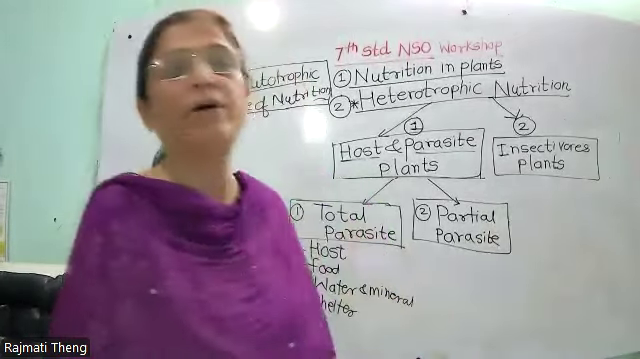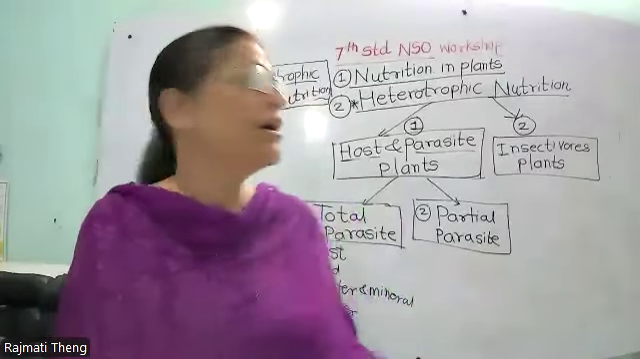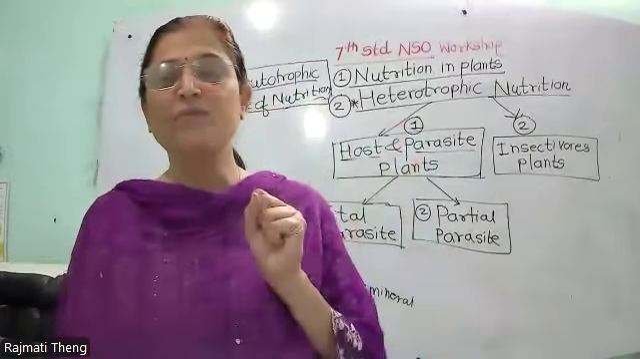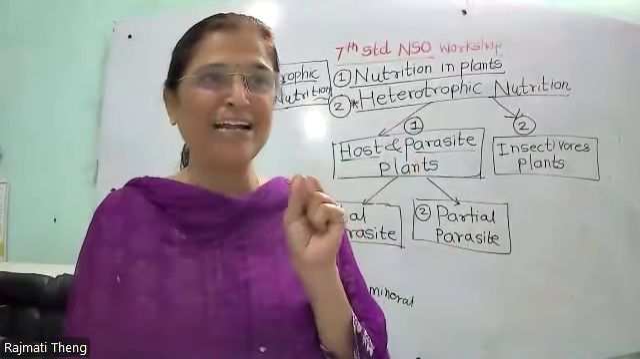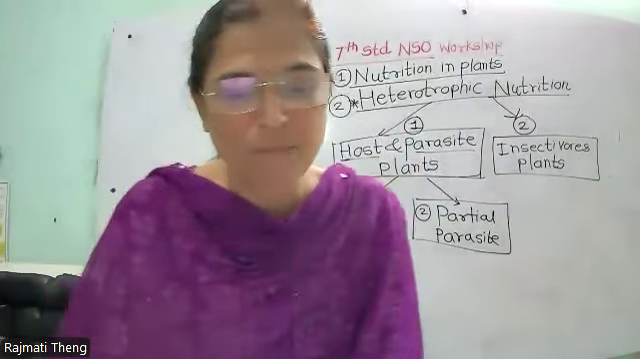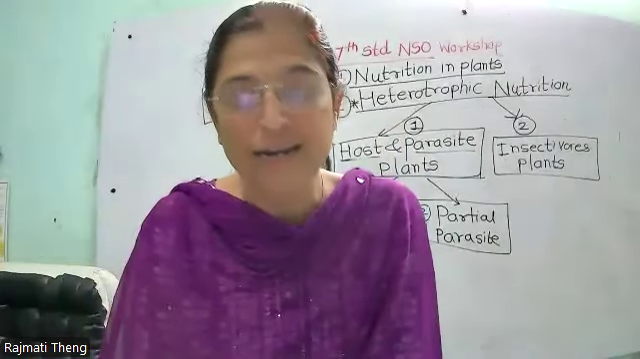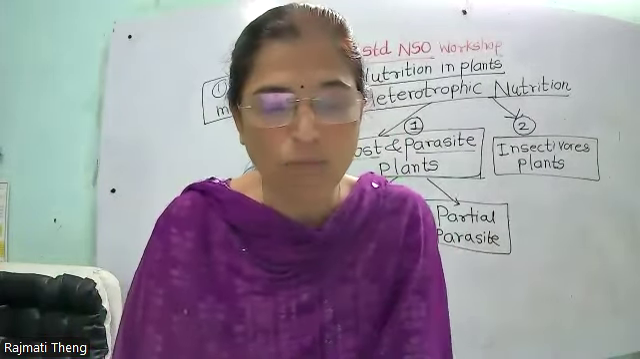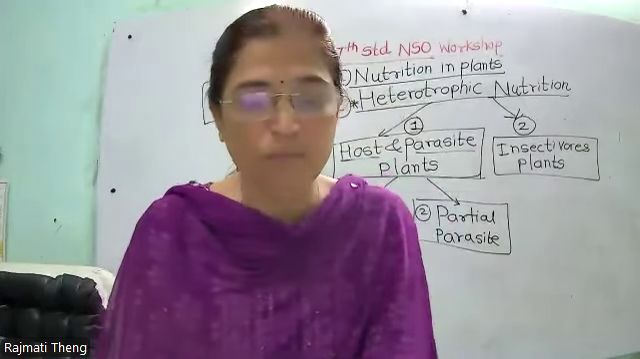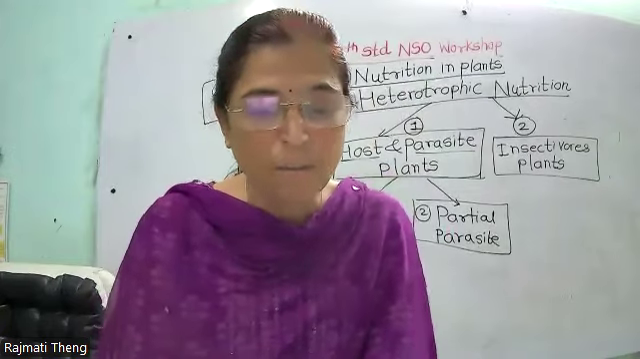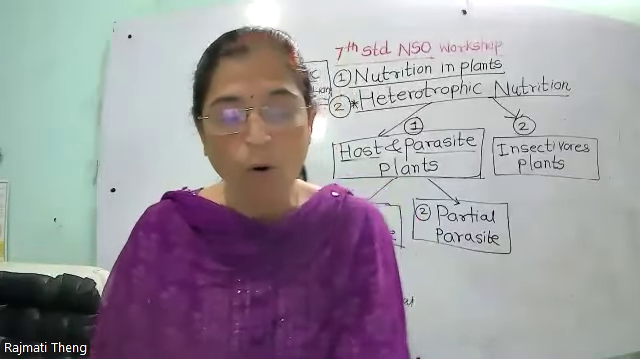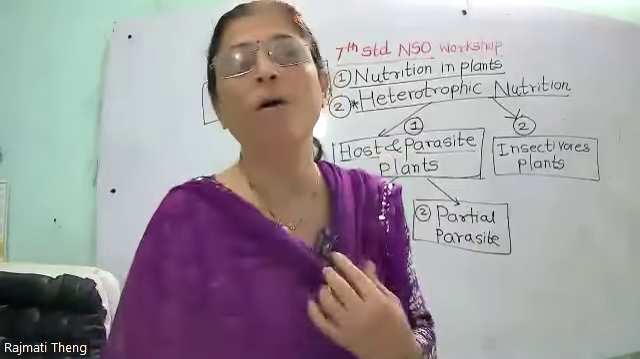Rafflesia is also an example of what? A total parasite plant. Now second, partial parasite. Sometimes it takes only food, some plants take only water and minerals, some plants take only shelter. That is called partial parasite. They have green leaves, they synthesize their own food by photosynthesis, and they get water and minerals from the host plant. Example is mistletoe, a partial parasite that grows on old trees of mango and mahua.